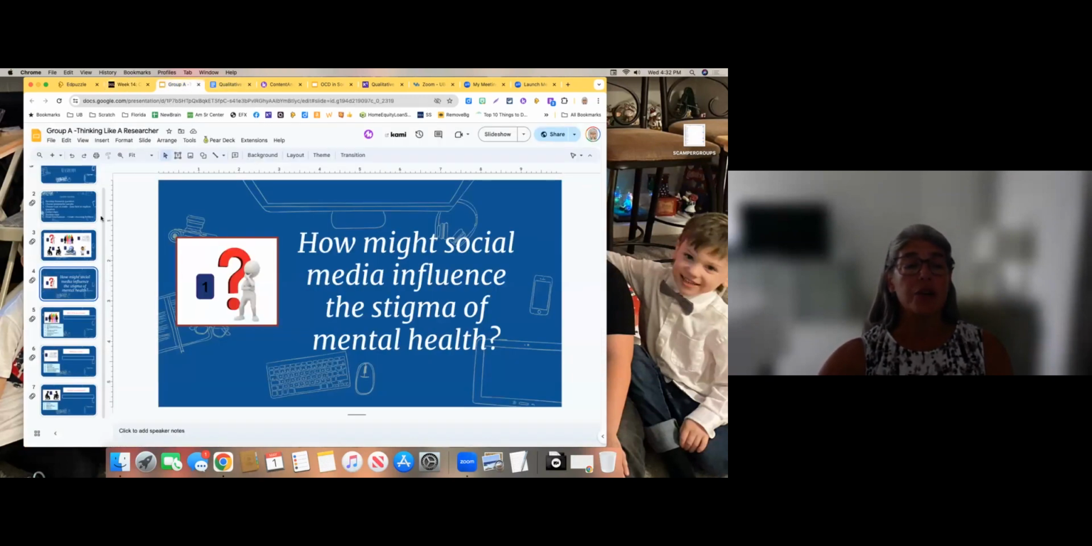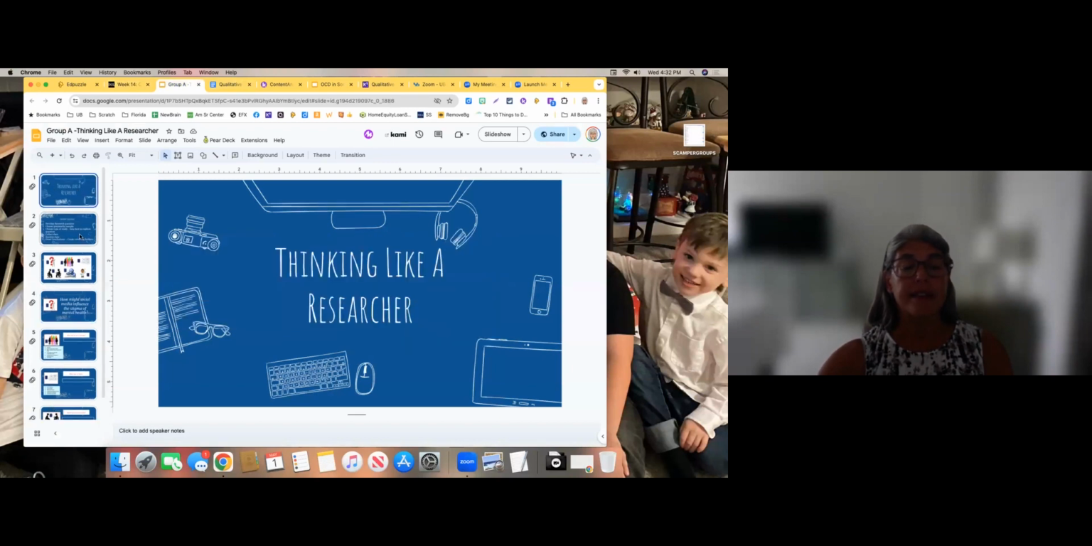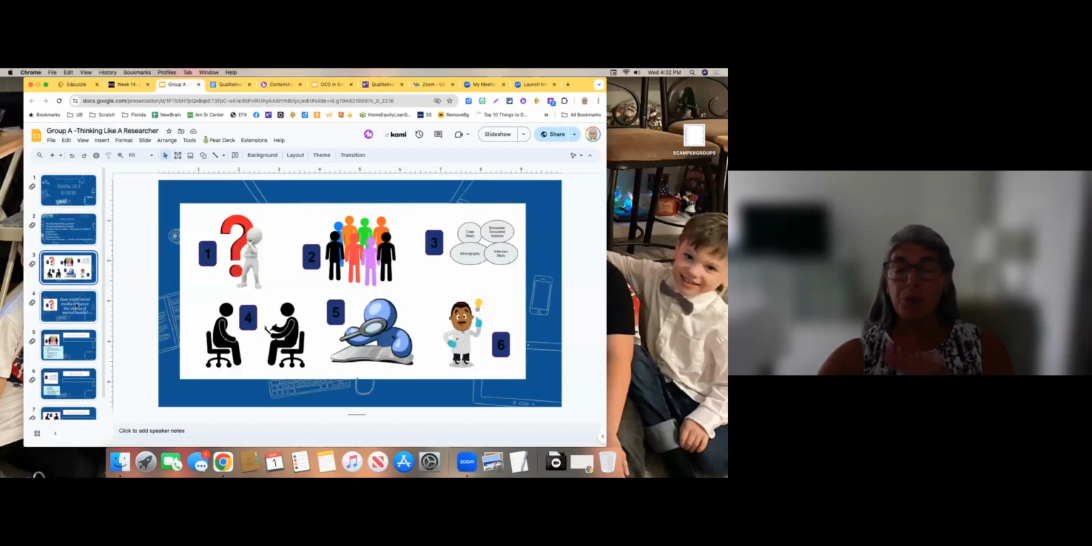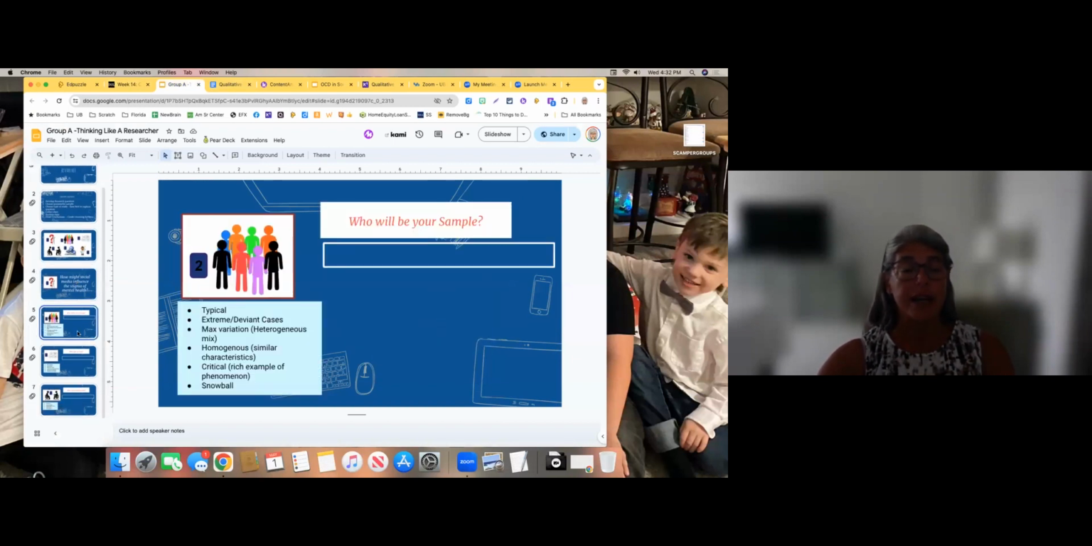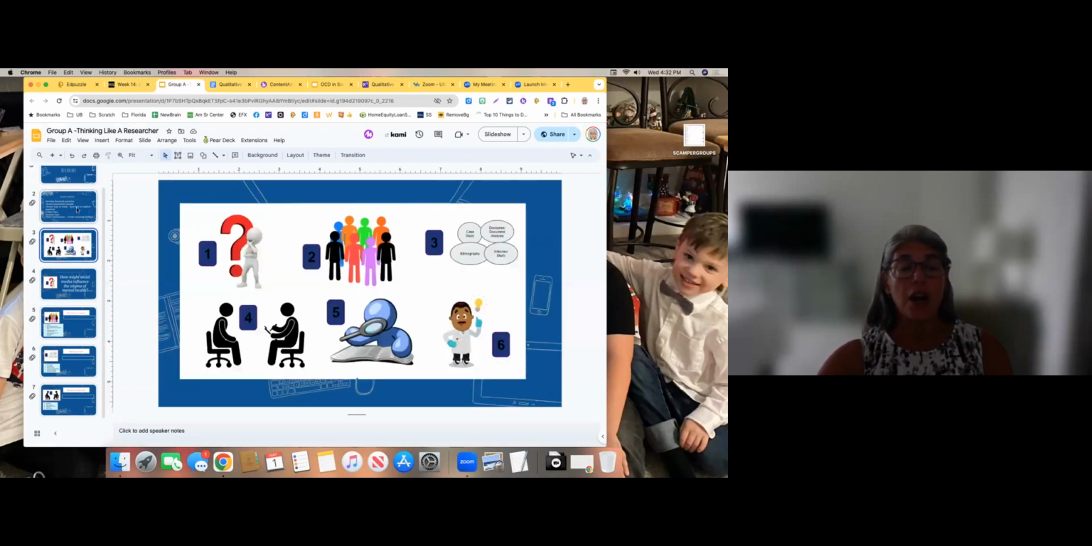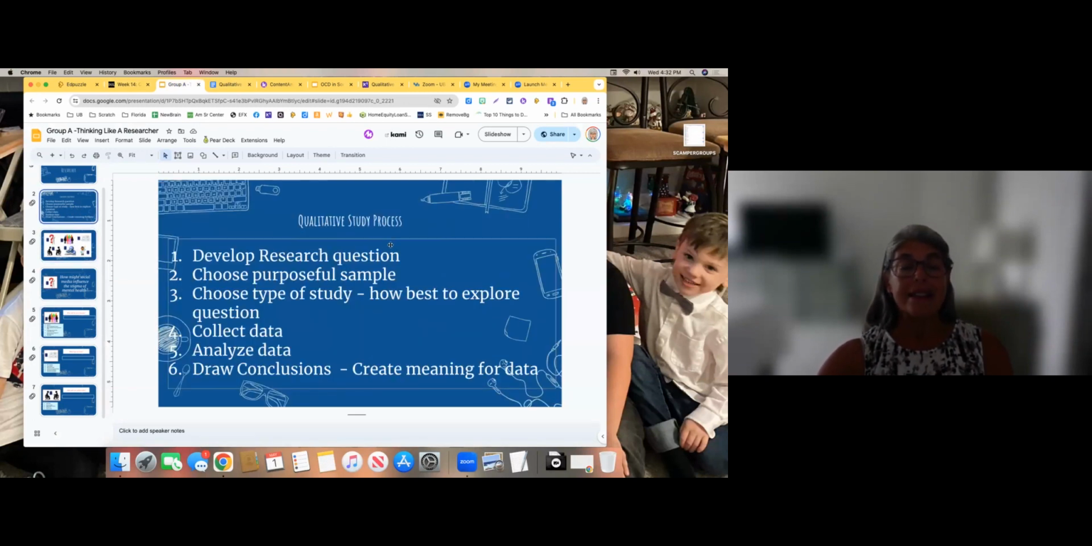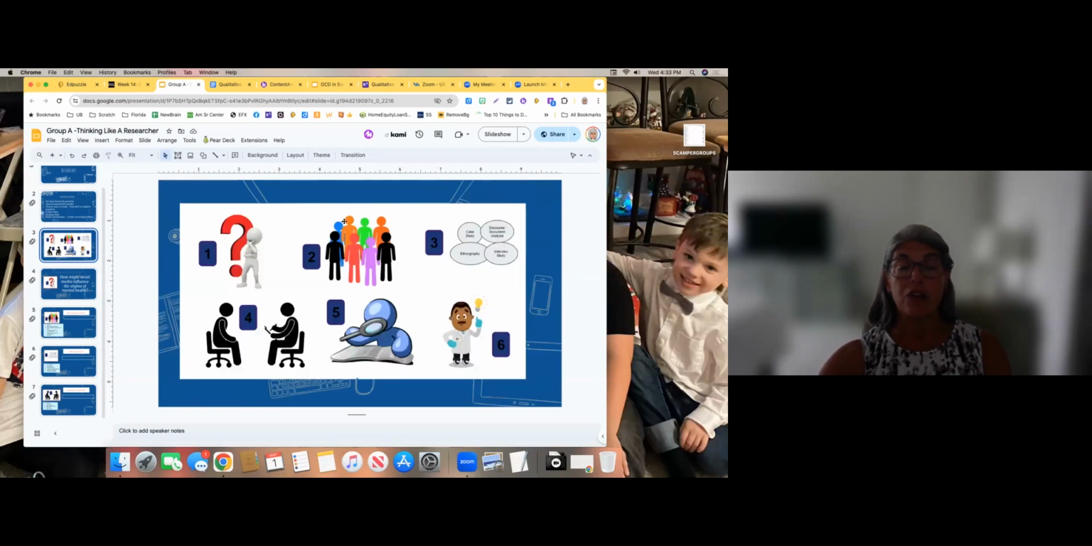And what you're going to do is look at this set, and everyone can write on this. So you can talk to each other and have one person do the writing, however you want to do it. But as a group, you're going to talk about it. So the study process is to develop a research question, choose a purposeful sample, choose a type for the study, collect your data, analyze your data, and draw conclusions. This is a picture example of those steps.